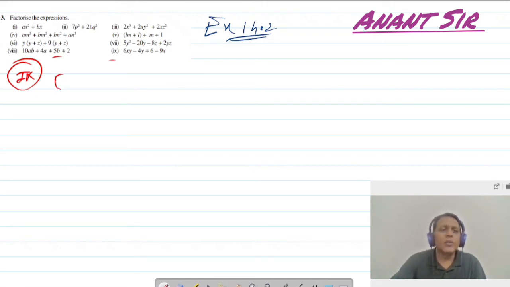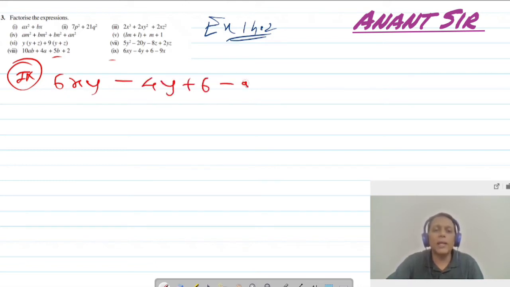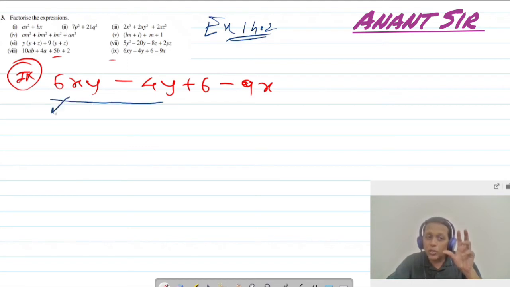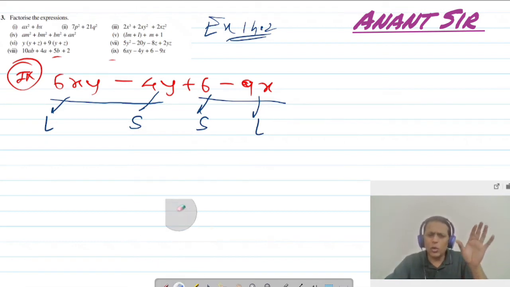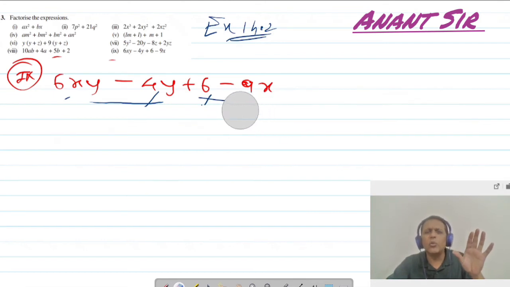Okay, friends. So, it brings us to the last question now. 6xy minus 4y plus 6 minus 9x. Again, just by looking at the question, you will be able to see that there is going to be some problem here, because see, in the first two terms, the first one is larger, the second is smaller, and in the third and fourth, the third is smaller and the fourth is larger. So, we will have to rearrange. If we don't, it's okay, no problem. We can solve it like this also, okay? Don't worry.